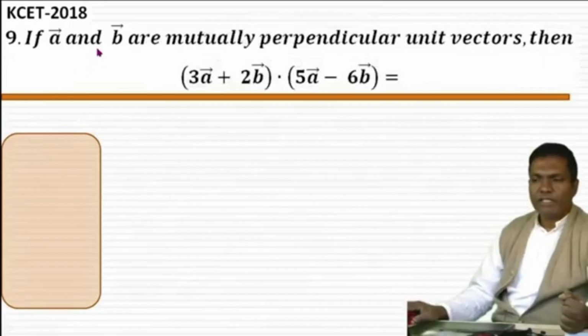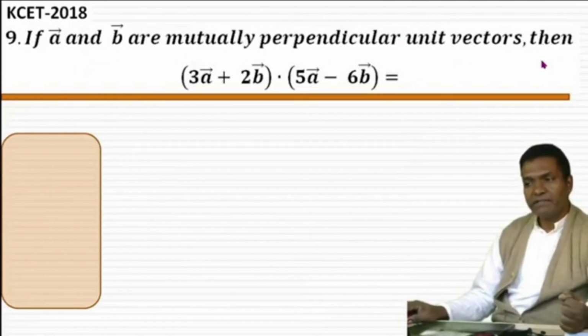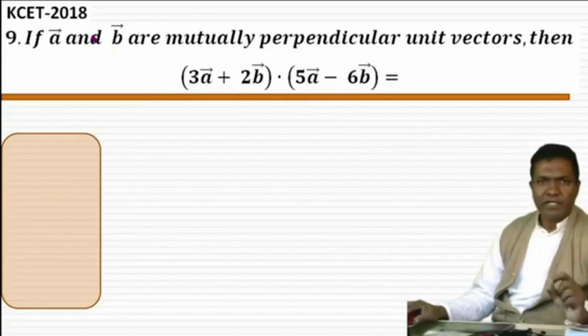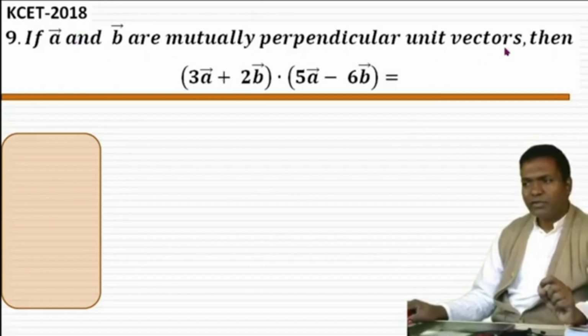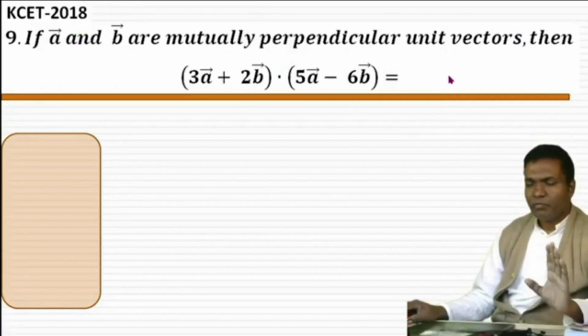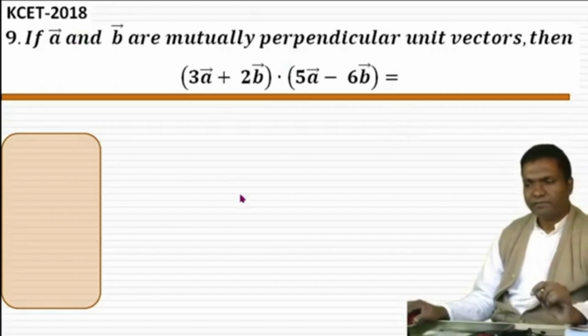If vector A and vector B are mutually perpendicular unit vectors, then what is the value of this dot product? Listen carefully. Vector A and B are mutually perpendicular. Mutually perpendicular means their dot product is 0. Immediately you have to write A dot B equal to 0. Also they are unit vectors, meaning their magnitude is 1. So making use of this concept, you have to solve this.